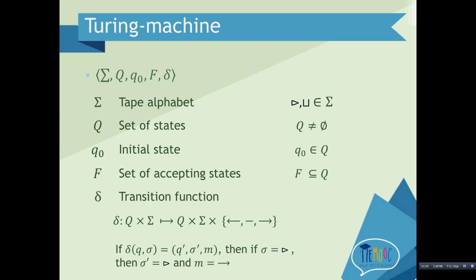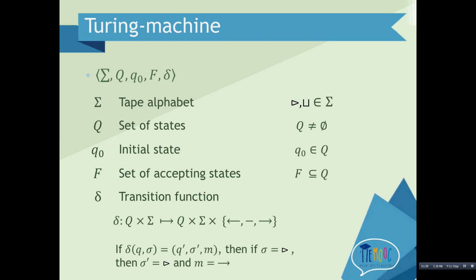These are the left and right arrows and the state character. So the result is an ordered triple with 3 elements where the first 2 elements are from the same sets as in the domain, and the third one is a direction. This last one tells us how we need to move the head over the tape.